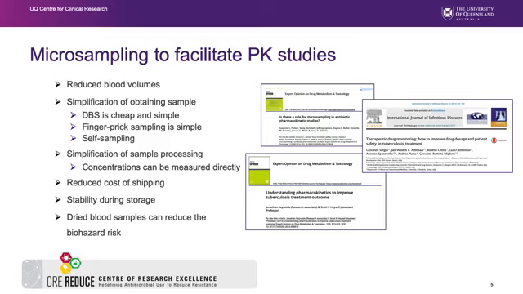And then there's also the potential for some dried blood samples to reduce the biohazard risk. There are certain dried blood spot cards that can lyse the cells, making them safer for transport. I've just got some papers there; quite a few people are looking in this area, particularly for tuberculosis treatment and therapeutic drug monitoring of TB patients.